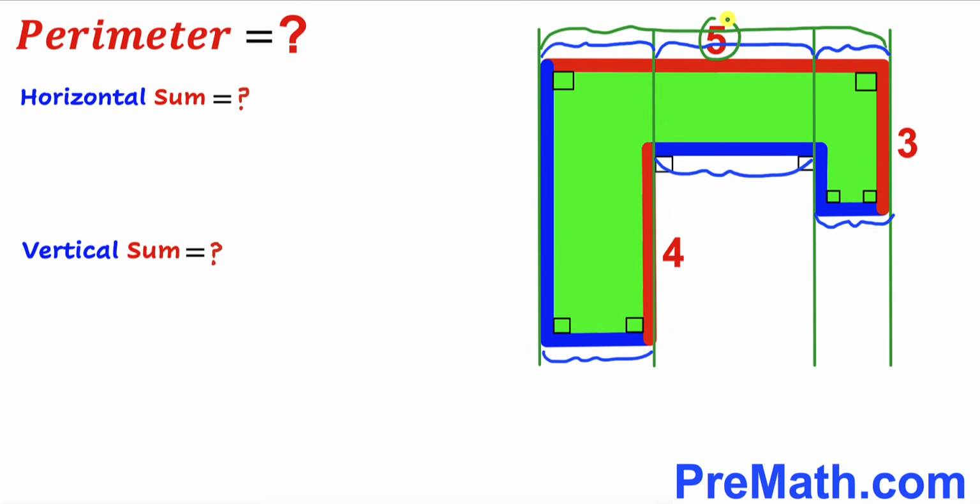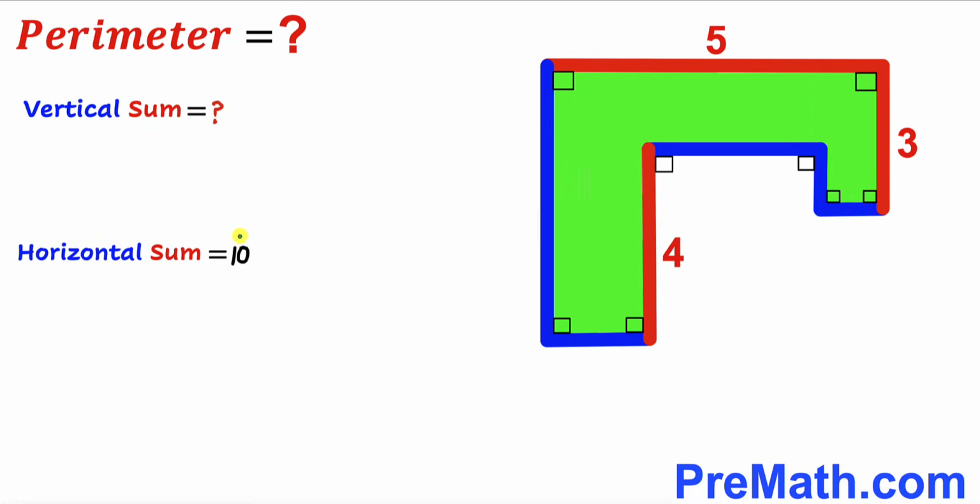is 5 units. So the sum of these three individual lengths is going to be equal to 5 units as well. So the horizontal sum is going to be 5 plus 5 once again. That is going to give us 10 units. Thus our horizontal segment length turns out to be 10.